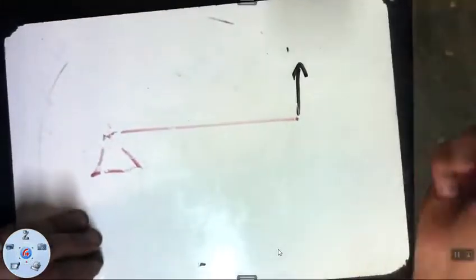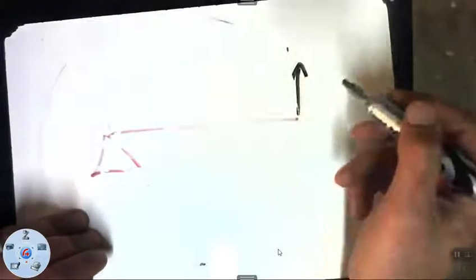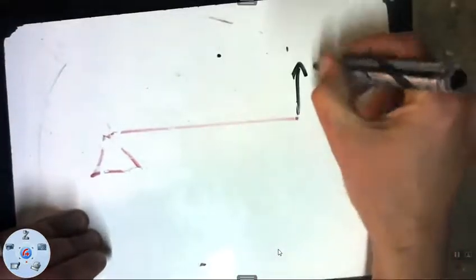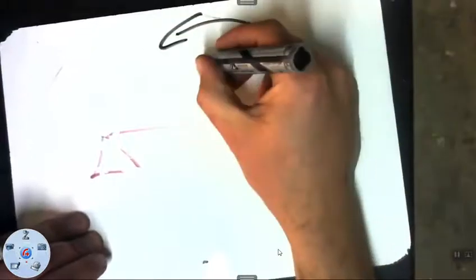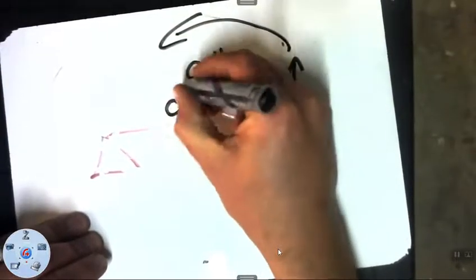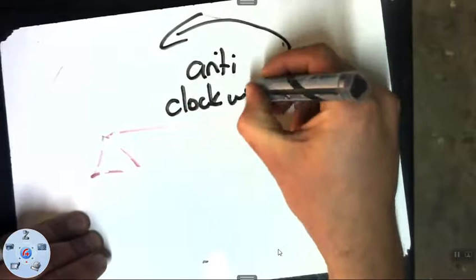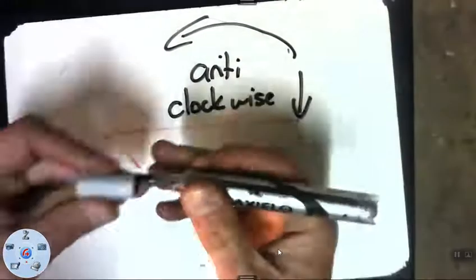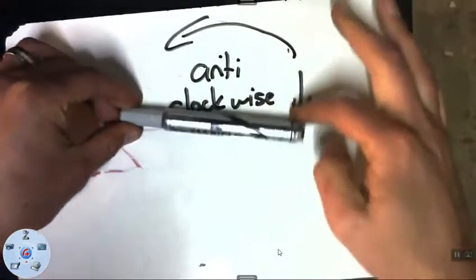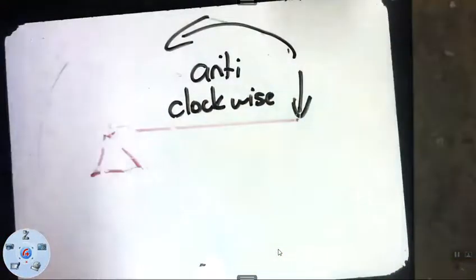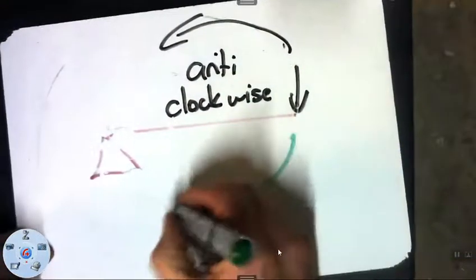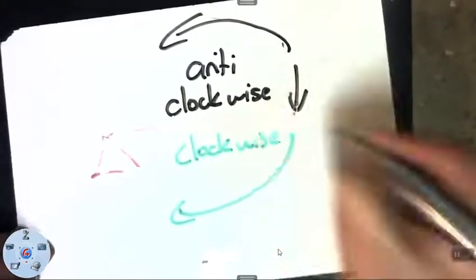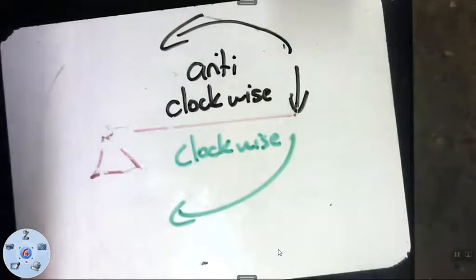So we classify the direction not as up and down, but we will speak about clockwise. So this would go that way. That's anti-clockwise. And if I push down on the object here, so here I am pushing down on the object, it goes clockwise.